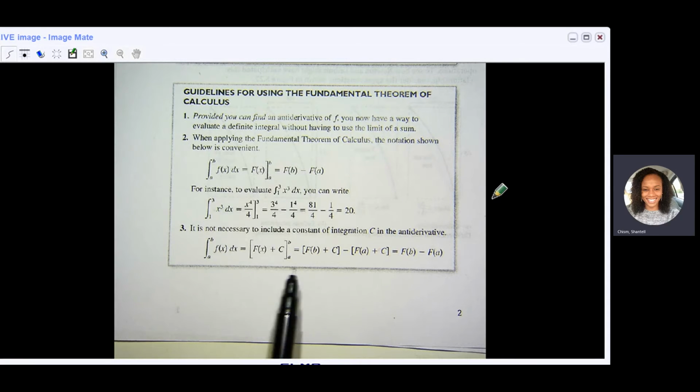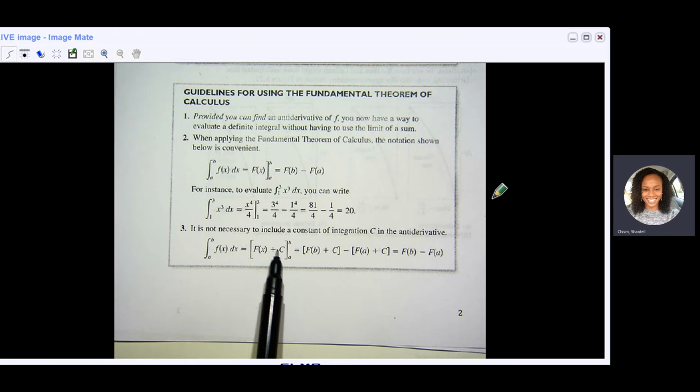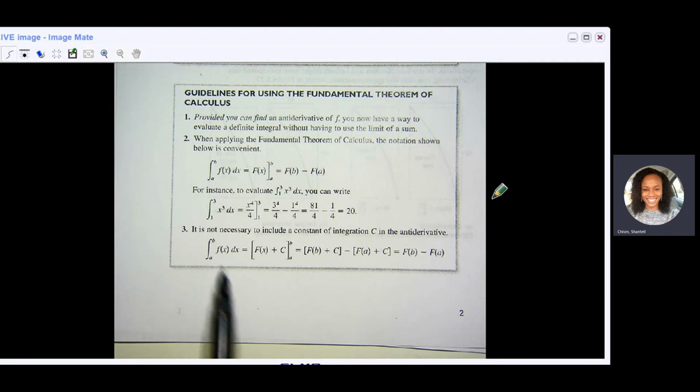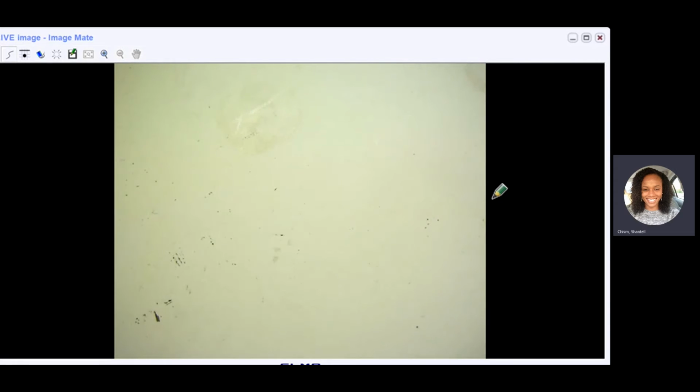Once you are evaluating a definite integral, there's no need for you to put the constant C of integration when you have a definite integral. Okay? All right.